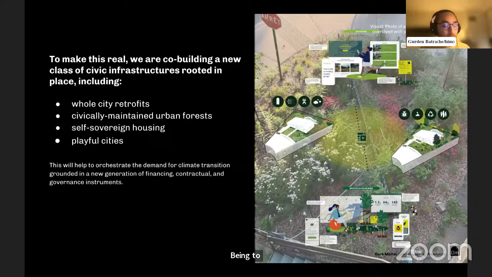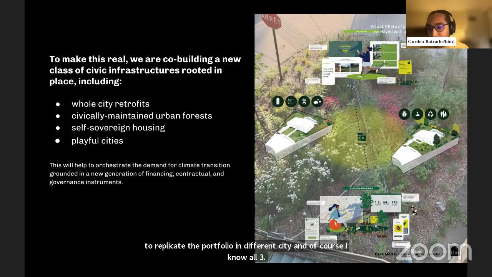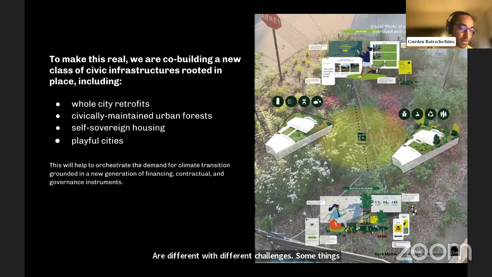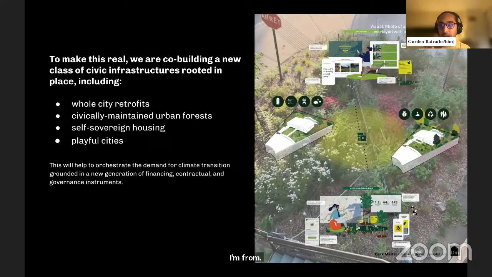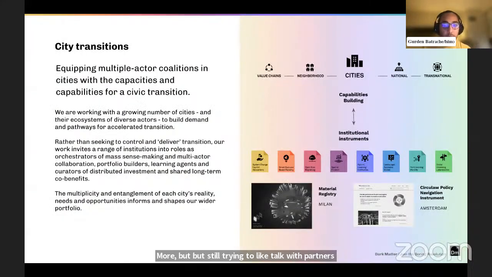And of course, I know all cities are different with different challenges. Some things might be easier in Europe, but might not be easier in places like India, where I'm from. So it's also understanding the context more, but still trying to talk with partners and make things connect together. Yeah, again, this is the same point which I was trying to make.